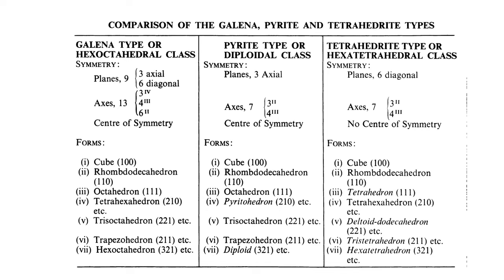The third cubic class is the tetrahedrite or hexatetrahedral class, in which again we have plane of symmetry, axis of symmetry, and center of symmetry. We have 6 diagonal planes of symmetry. We have 3 two-fold axes of symmetry and 4 three-fold axes of symmetry, and there is no center of symmetry. The forms include the cube, rhombic dodecahedron, tetrahedron, tetrahexahedron, deltoid dodecahedron, tristetrahedron, hexatetrahedron, etc.